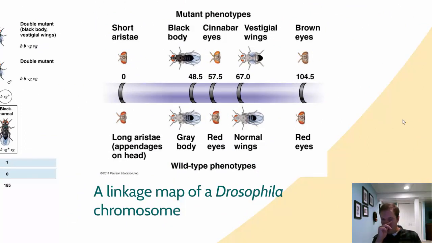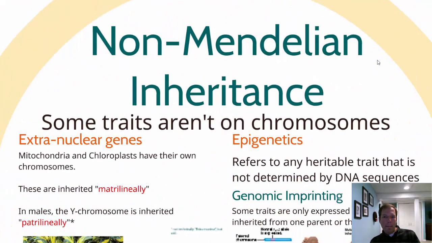So this is an example showing gene linkage for a few examples of some mutations that were found and tracked in fruit flies, and the position that they are relative to each other on this particular chromosome. A few final notes here on non-Mendelian inheritance. So other cases in which don't follow that dominant recessive or independent assortment patterns that we expect in Mendel's pea plants.